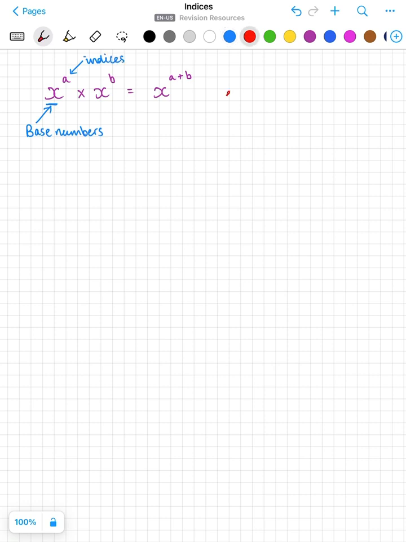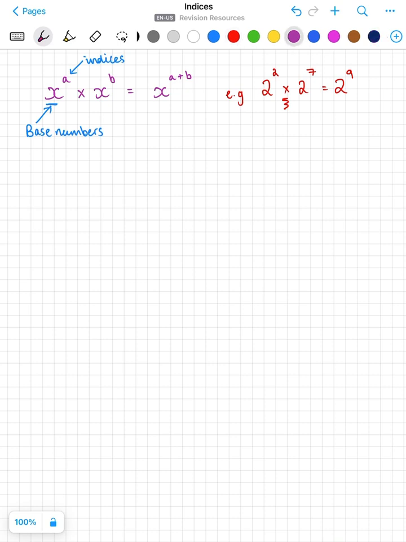So for example, if we have 2 to the power of 2 multiplied by 2 to the power of 7, our base numbers are the same, so our base number is 2, and then we add across our indices if we are multiplying these base numbers together. So that's 7 plus 2, which is 2 to the power of 9.